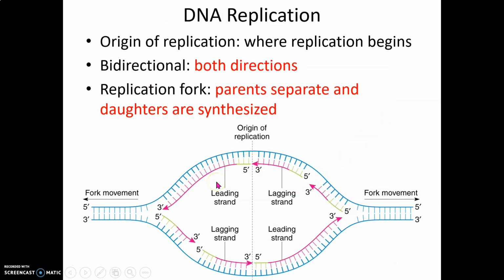Now, we talked about this previously, this origin of replication. So this origin of replication is where replication begins. This is where we open up our DNA and gain access to be able to build our strand. Once we open it up, it goes bidirectional. So we're going to have a replication fork running this way, as well as a replication fork running that way. So bidirectional is in both ways. The replication fork is where the parents separate and the daughters are synthesized. So here's our fork. So we're just going to keep opening up this molecule and synthesizing new strands.